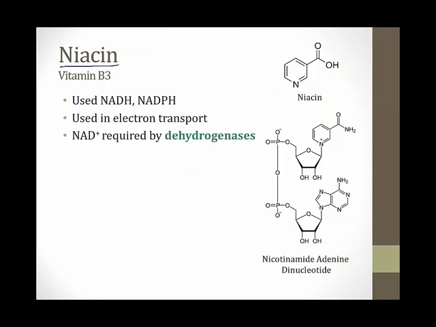Vitamin B3 is niacin. This is the structure of niacin on the top right of the screen. You can see that it contains a nitrogen atom and 2 oxygen atoms, and therefore it's going to be water soluble.